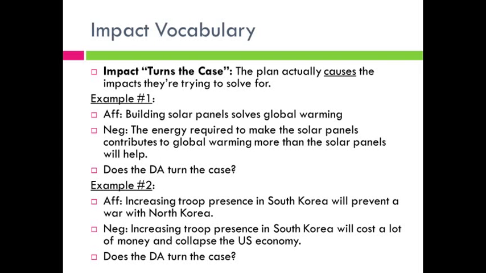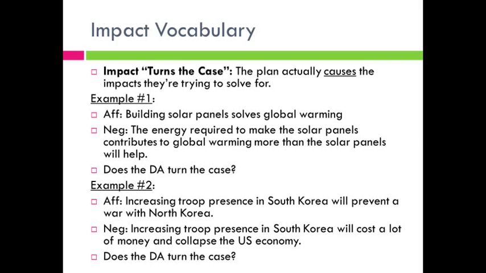Alright, here's the next one. Impact turns a case. This is that the plan actually causes the impacts they're trying to solve for. This is not new. We talked about it in the risk assessment video or the impact calculus video, so if you're confused about this, you should definitely go back and rewatch the video. It's right at the end where we talk about more examples. Here are a couple examples. The AF says building solar panels solves global warming. And the neg says the energy required to make the solar panels contributes to global warming more than the solar panels would help. So does the Disad turn the case?